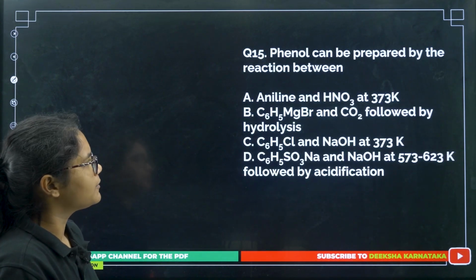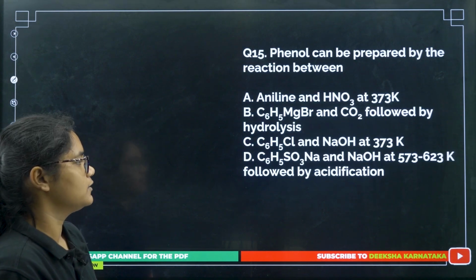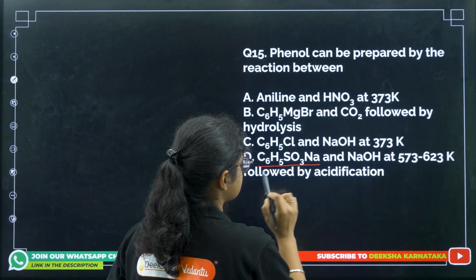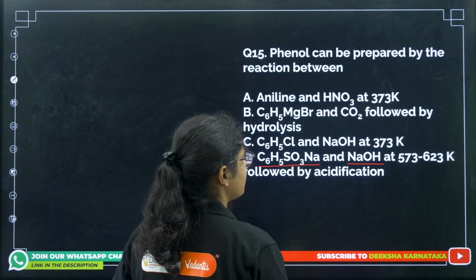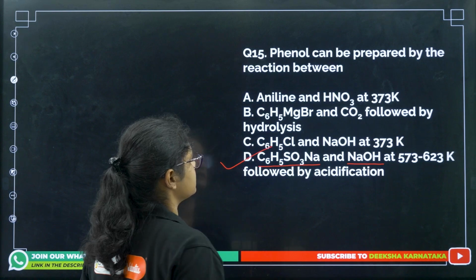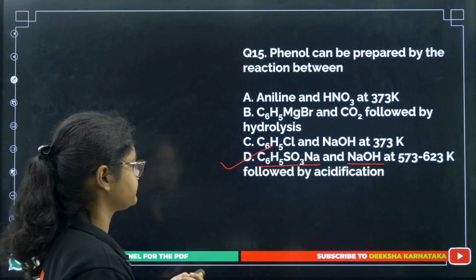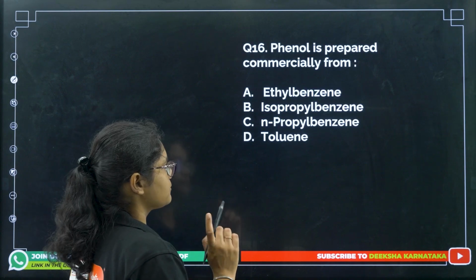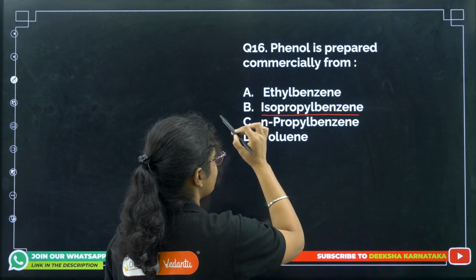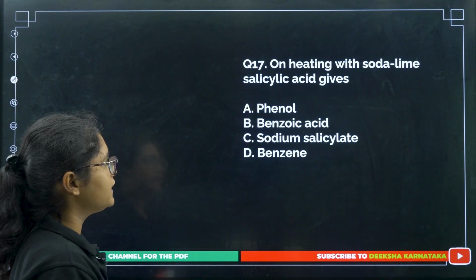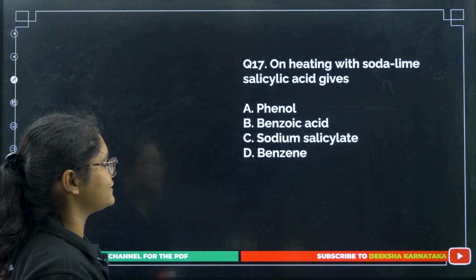Next, phenol can be prepared by the reaction between. So phenol, if you have remembered in the methods of preparation, we have C6H5SO3Na, benzene sulfonic acid salt. Then if you treat it with NaOH, we will get phenol. Option number D. Next, phenol is prepared commercially from cumene, or we call it isopropyl benzene. So the correct answer is option number B. Next, on heating with soda lime, salicylic acid gives.